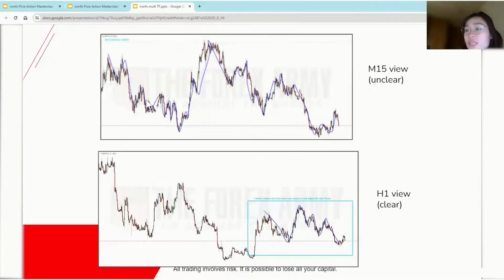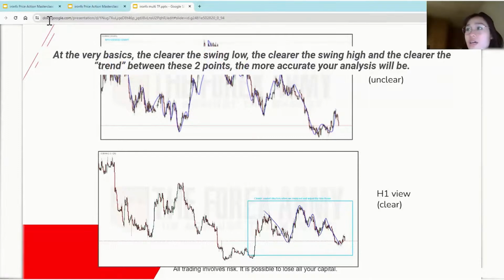So the thing to learn here is that at the very basics, the clearer the swing low and the clearer the swing high, the clearer the trend between these 2 points, the more accurate your analysis will be. It doesn't really matter which time frame you use because that's very dependent on your own lifestyle and your own trading methods. But as long as you make sure that your market structure is clear, that's fine.